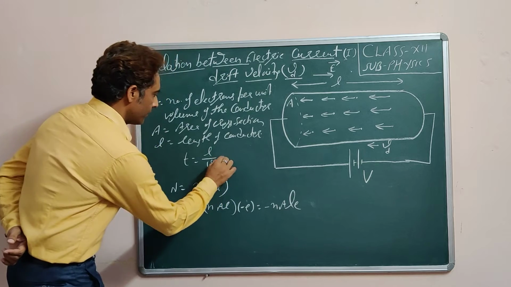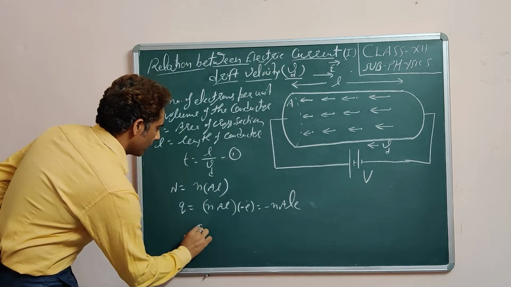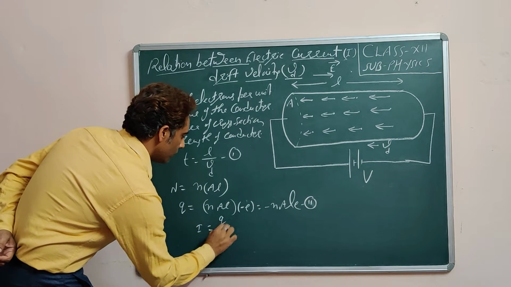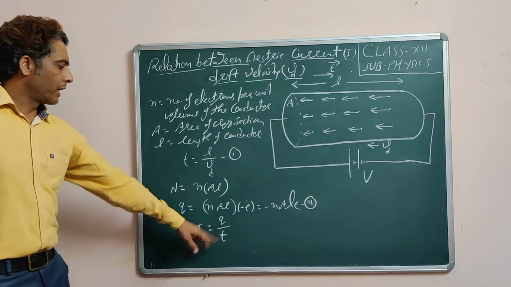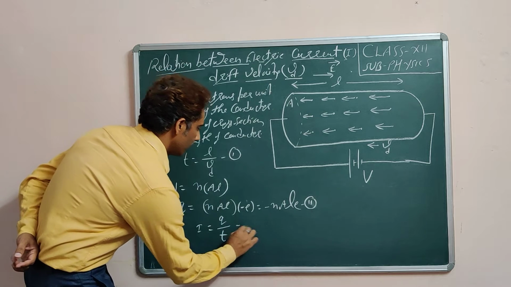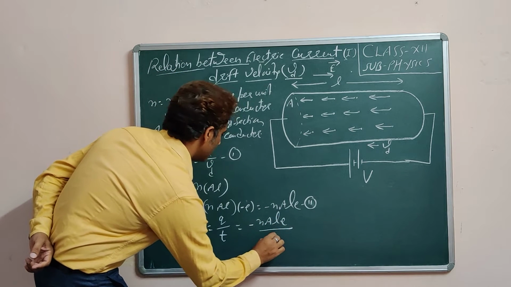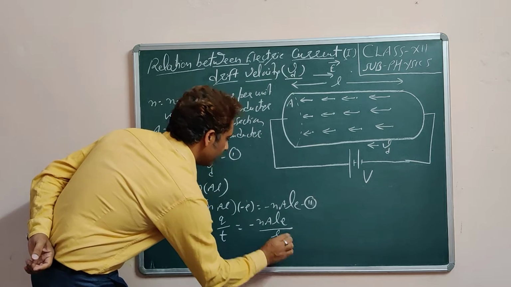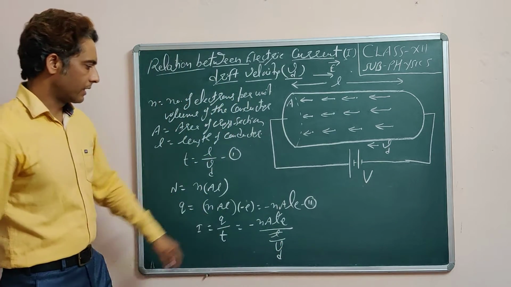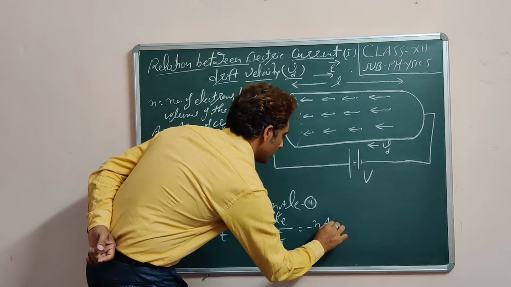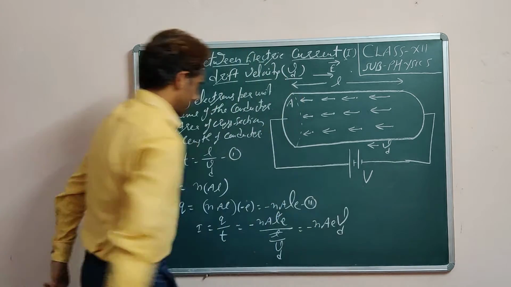Now current will be, let it be 1. Current will be, that is number 2. So current is equal to charge flown over time taken, that is equal to minus N A e L over L over Vd. Now L and L get cancelled, so we get minus N A e Vd.